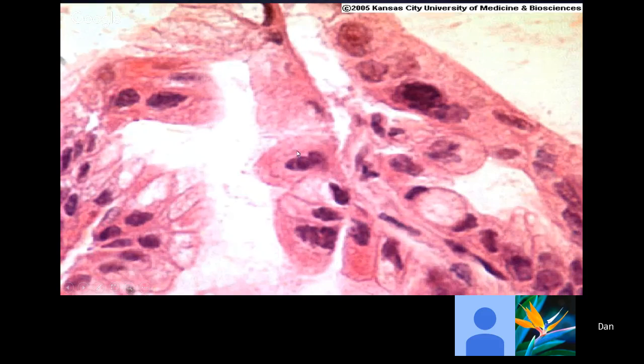Same deal here, where you have the nuclei becoming bigger, and the ratio between cytoplasm starting here. See, the ratio of cytoplasm to nuclei is very small. You have more chromatin than cytoplasm.